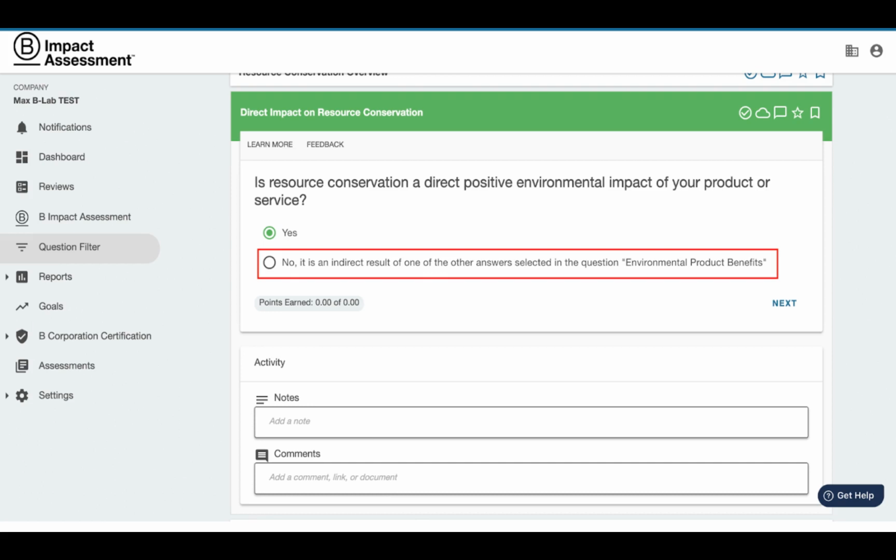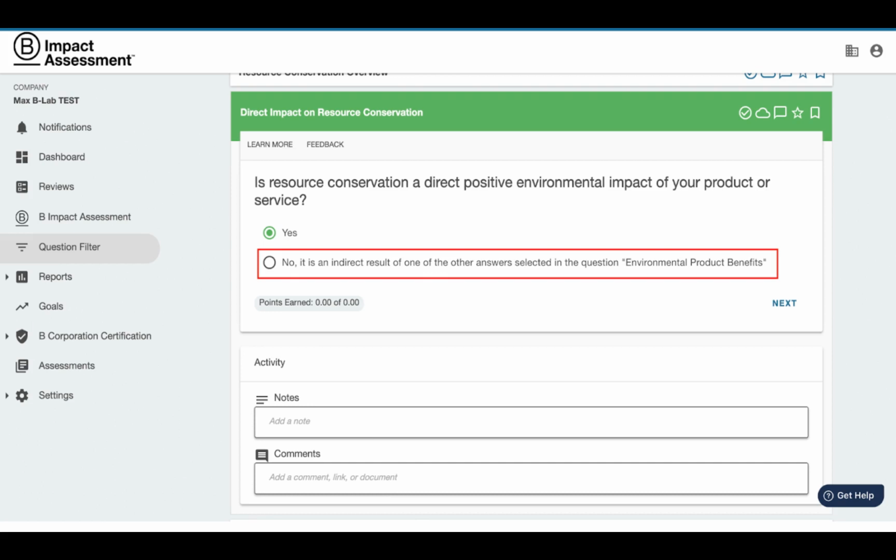And the goal of this question is to ensure that the impact you're trying to capture is indeed the main purpose of your product or service, and not a secondary impact created by your product or service. For example, if your company's main service was solar panel installation, you may select the environmental product benefit question that your service conserves resources, as the solar panels have the potential to help customers conserve resources.